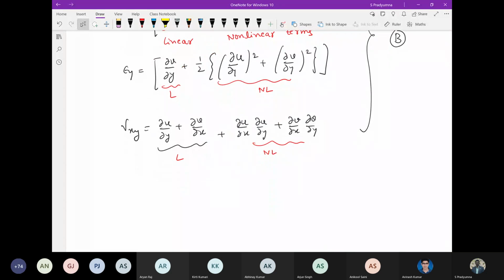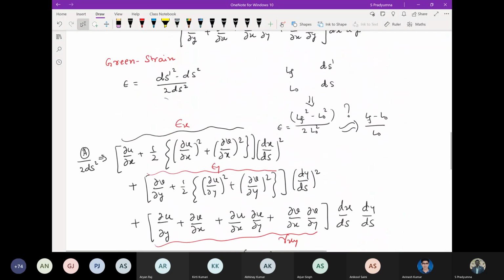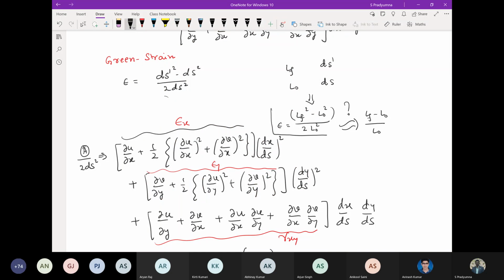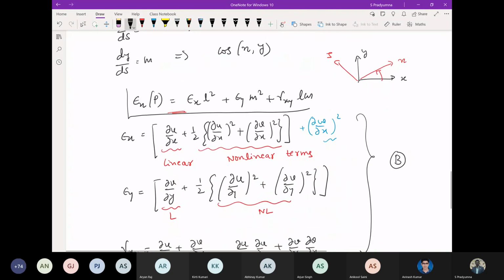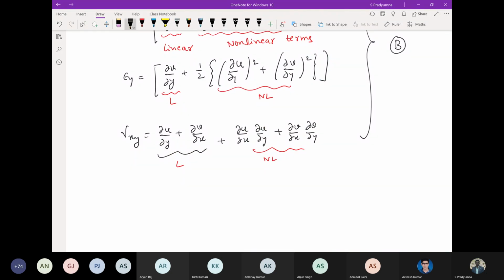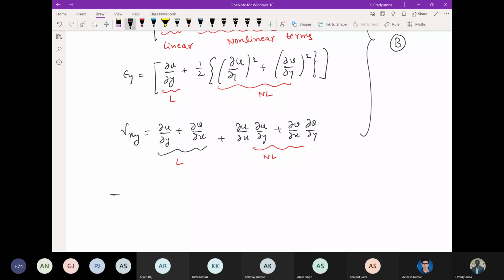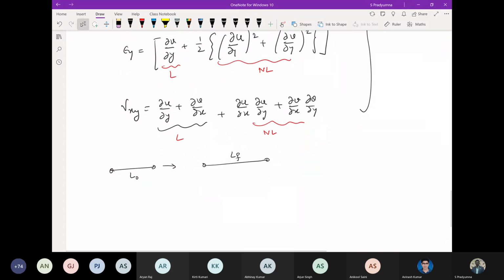Now let us come to the one equation which we just discussed. This is the green strain, right? So I'll write it back again. The green strain for a simple one-dimensional problem. So that means, let's say I have this problem. This is L0. We apply some load, and what happens is that this is the final length of the line.